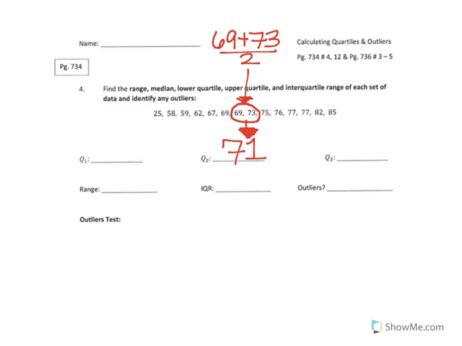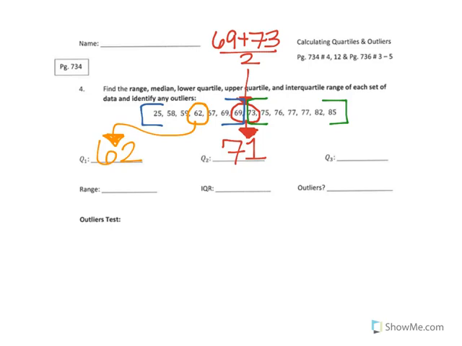Now you're going to put brackets around the numbers that are to the left of Q2 and the numbers that are to the right of Q2, and you're going to repeat the process to find your first and your third quartile. So we'll start with Q1. In this list of numbers, there should be 7 numbers listed, and since 7 is odd, there's only one number that you are going to circle in the middle, and that number should be 62. So 62 is going to be your Q1.